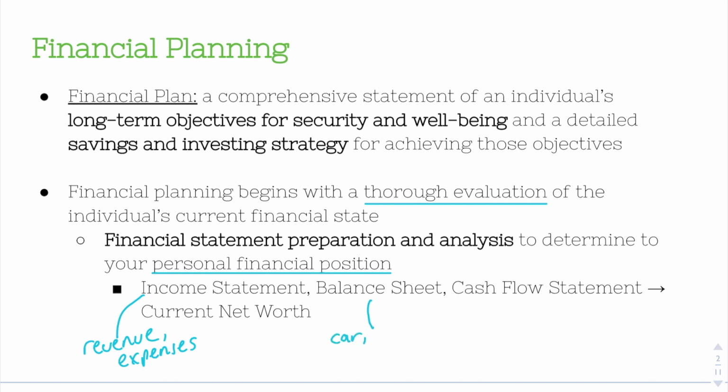Do they have a car? Do they have a home? Stuff like that. And then you're looking at their liabilities. So do they have a mortgage? Do they have other loans outstanding? Etc. And then for their cash flow statement, how much cash are they taking in each month or each period or each year? How much is going out? How much cash do they have on hand at any given time? And that helps us come up with an estimate for their current net worth. And that is the beginning of our financial planning process.